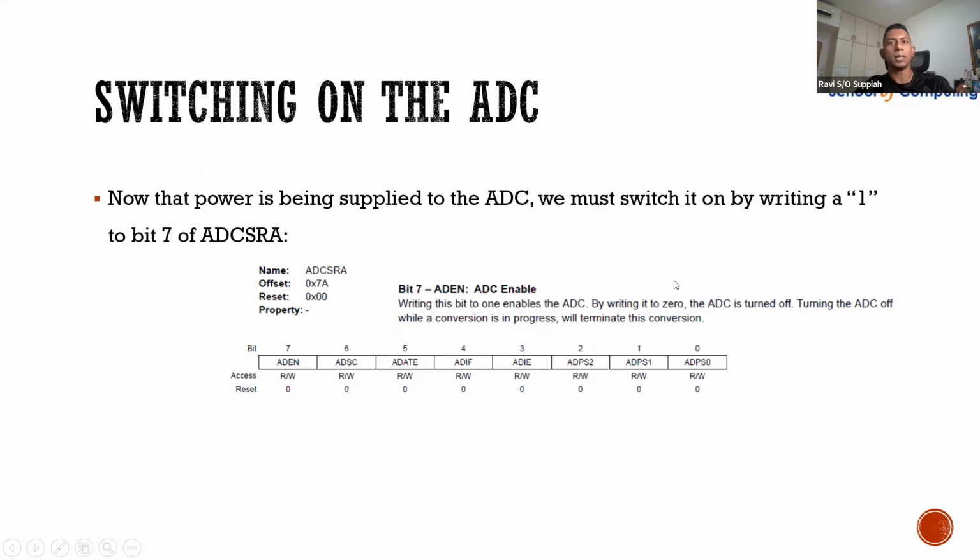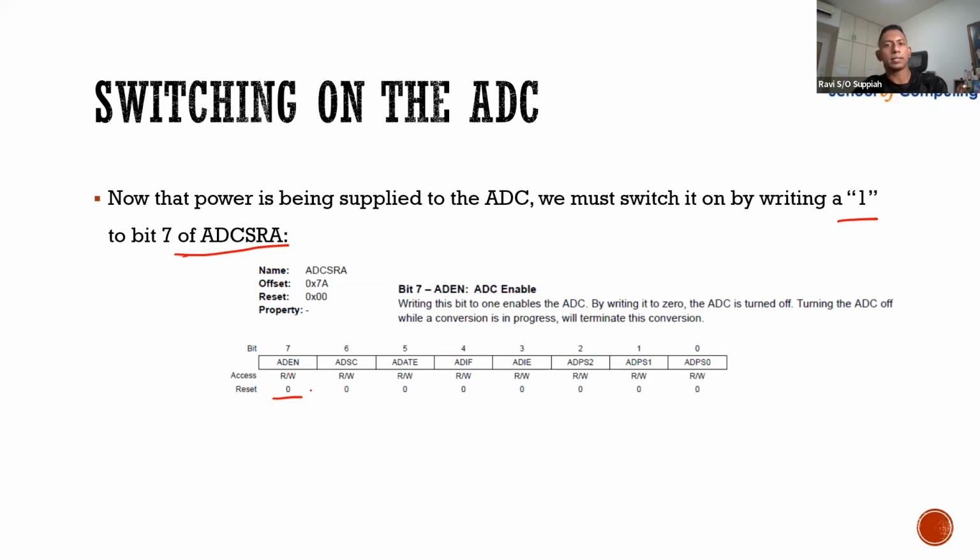Now that we have switched on the power to the ADC, we need to do the next step, which is to switch on the ADC. This is a 2-step process. You first activate the power. After the power is applied, you need to switch on the ADC specifically, and that is done by writing a 1 to bit 7 of the ADCSRA register. Bit 7 is the ADC enable. Once you write a 1 to this particular bit, you are switching on the ADC.